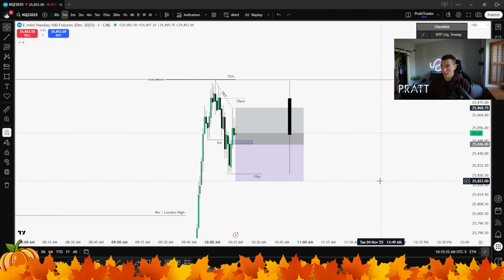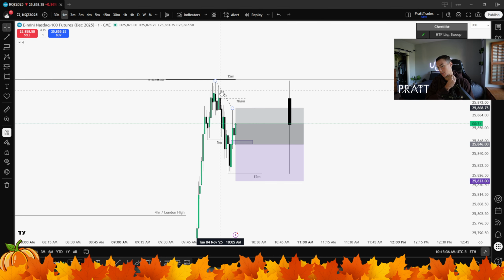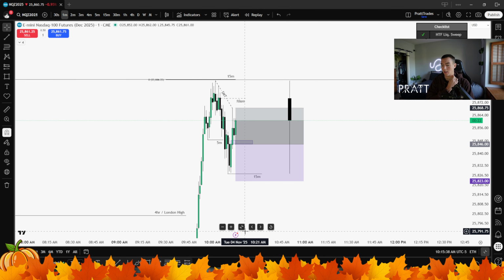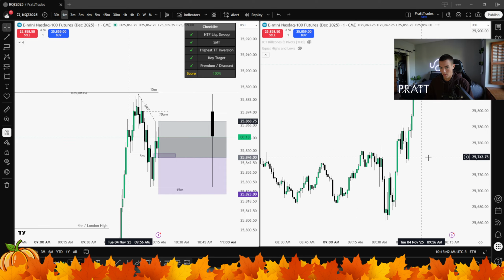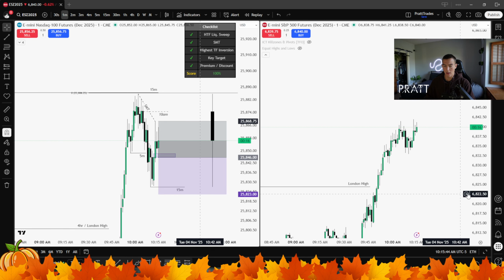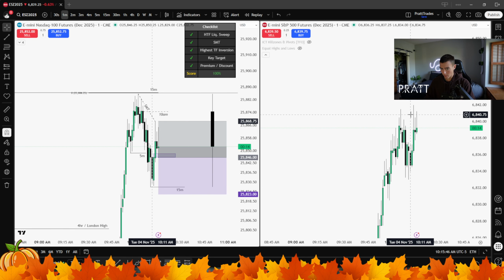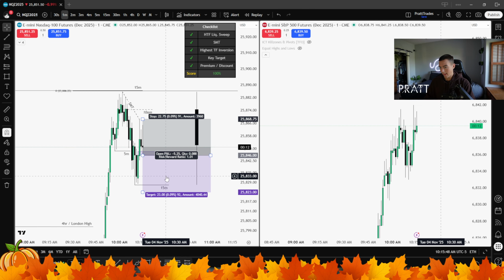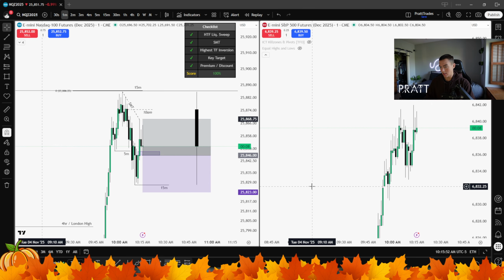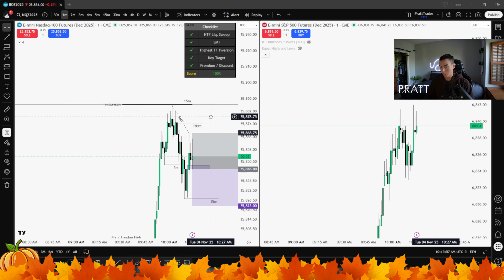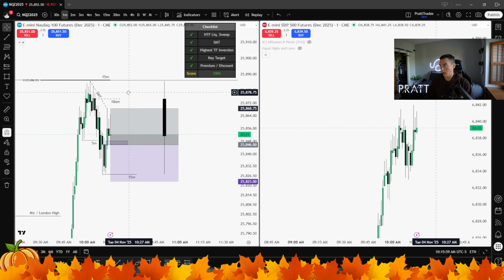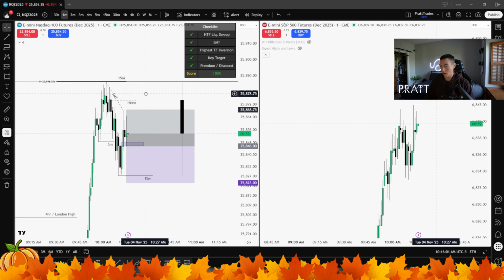All right, so we got a 1 minute inversion here, and this is with an SMT at the high of this range. I don't think we're honestly going to end up getting this, but you can see we have an SMT at the high of this range right here, and then we opened up that unfilled 15 minute below. So I will actually take this if this inverts.